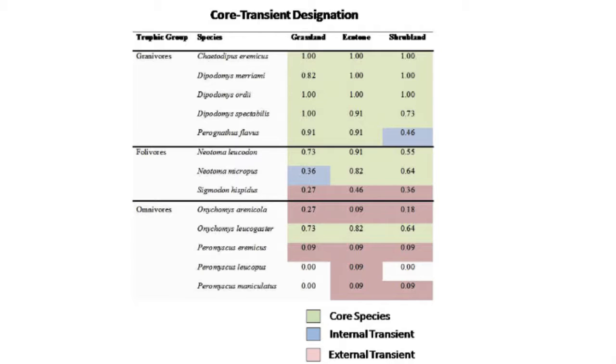The folivores: we've got one core wood rat, and we've got one I'm calling an internal transient. What internal transient means is that they're core in one or more of the habitats, but not in that particular habitat. So they show up in ecotone and shrubland more than half the years, but not in grassland. External transient, that's our cotton rat. It's not a core species in any of the habitats. I kind of showed you it comes and goes.